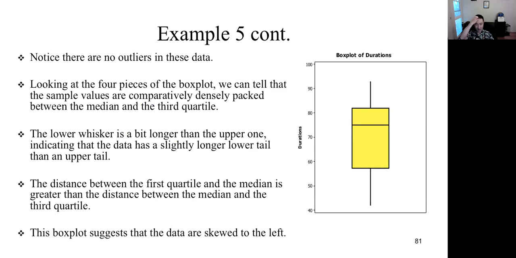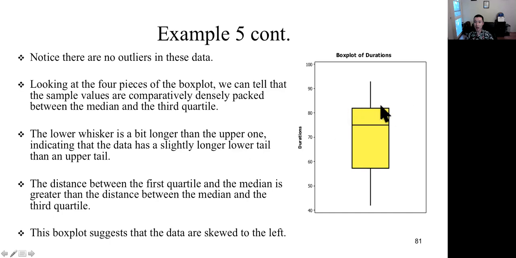Okay, so this box plot shows us the Old Faithful geyser, the eruption period. Okay, and we can see some things from here. First of all, there's no outliers, because you would plot any outliers individually as data points, so there's no outlier here. We can also see the sample values are densely packed between the median and the third quartile.